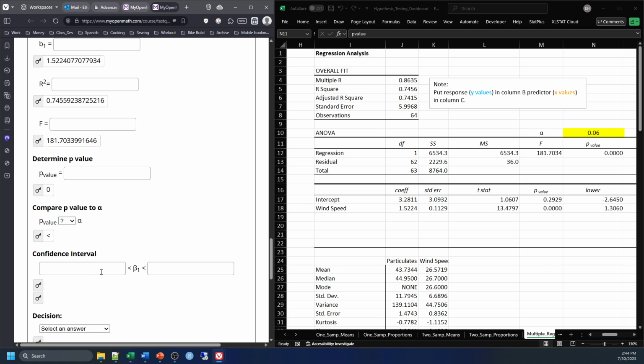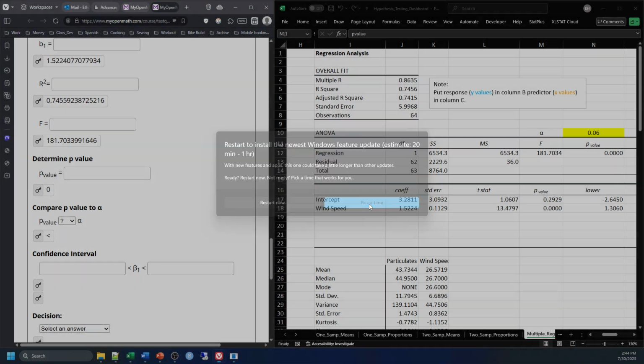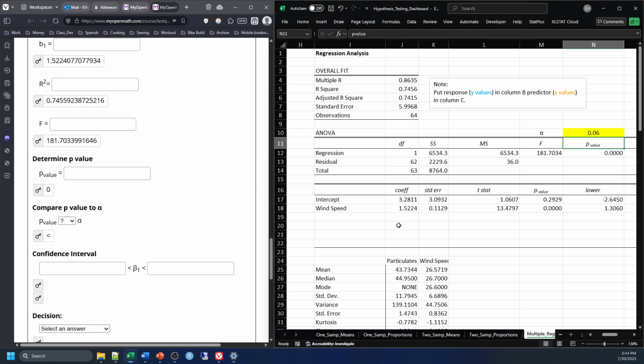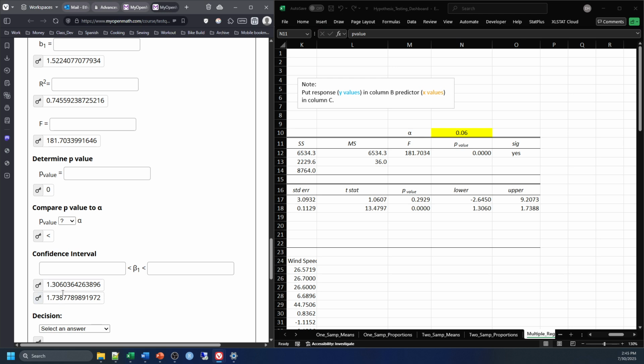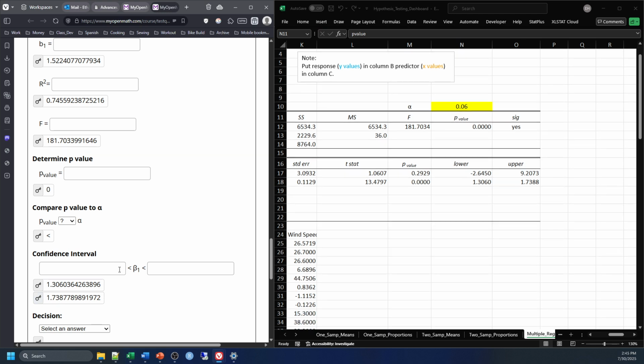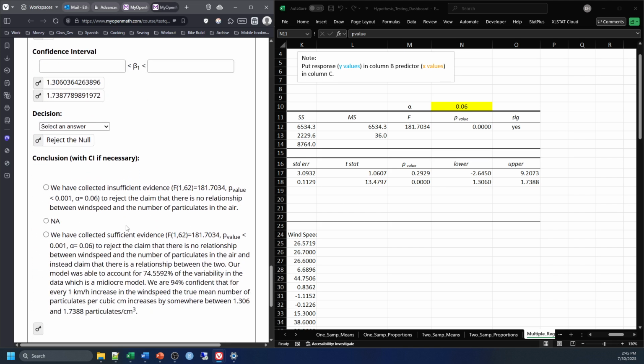And then our confidence interval, notice that we want the confidence interval of beta 1, of our slope here. Back over here, we see that we have our upper and our lower value here. So it's 1.3 to 1.7. There's our confidence interval. Our decision is going to be reject the null hypothesis.